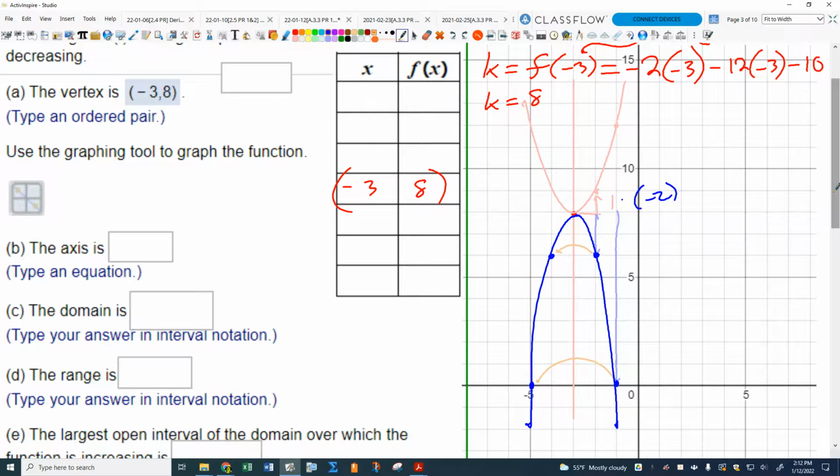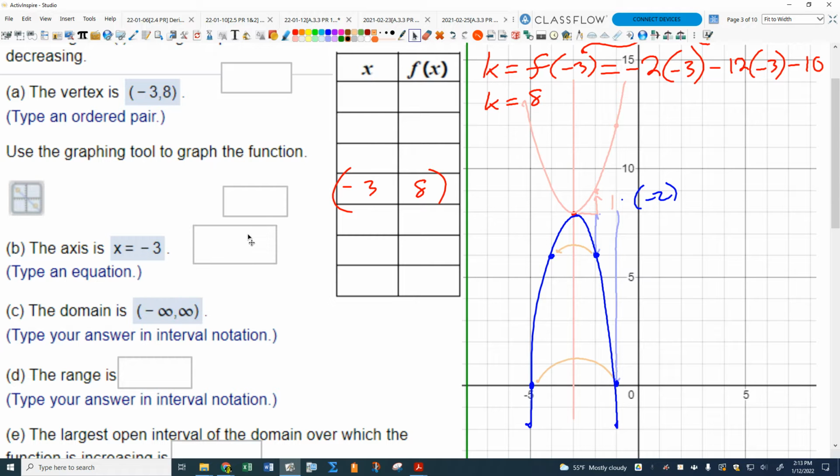What's the axis of symmetry for this? Okay, what's the axis of symmetry? What's my formula? X equals? Negative 3. Good. Just the x coordinate of the vertex. Good. What's my domain for any quadratic function? All reals. Okay, now how about the range?